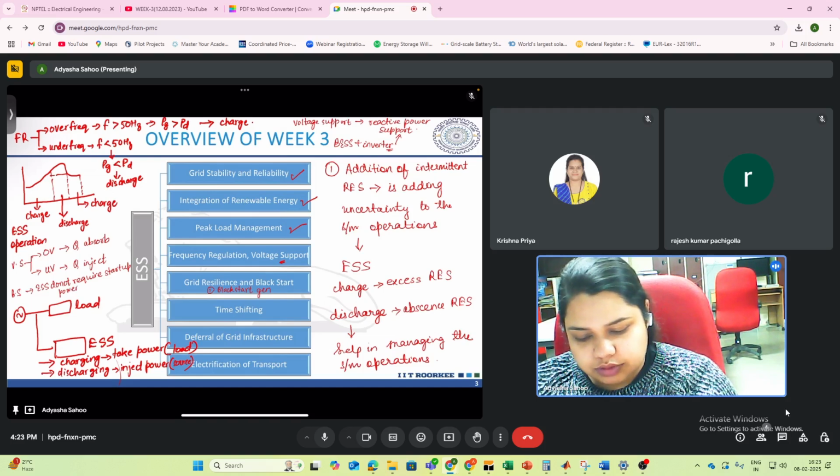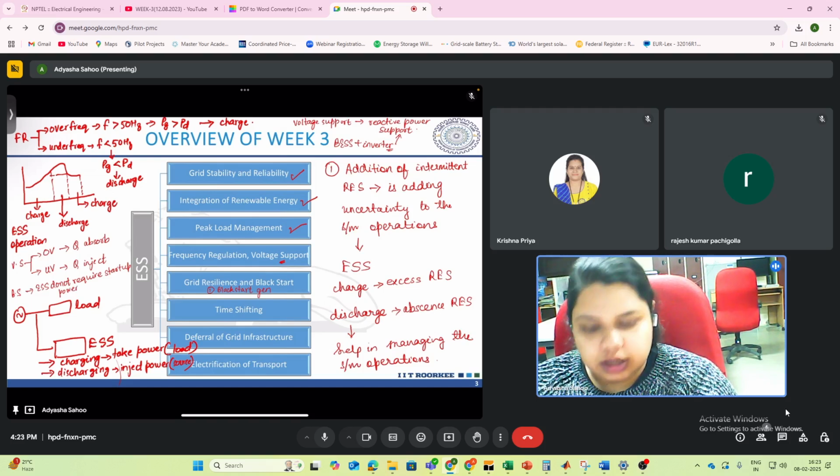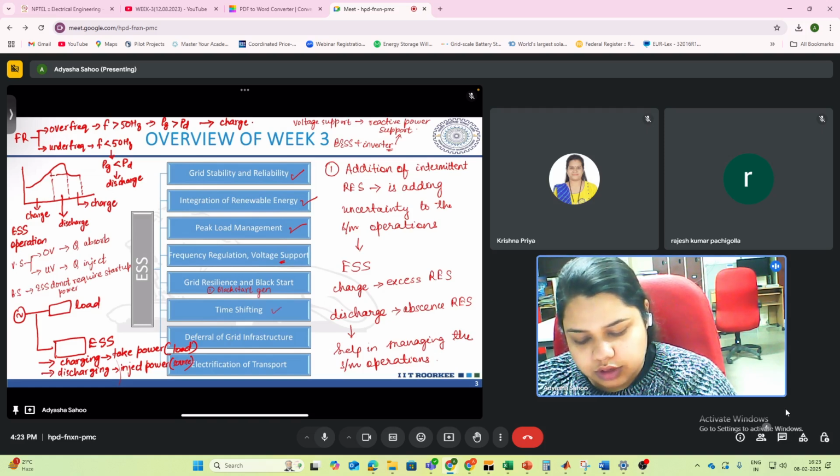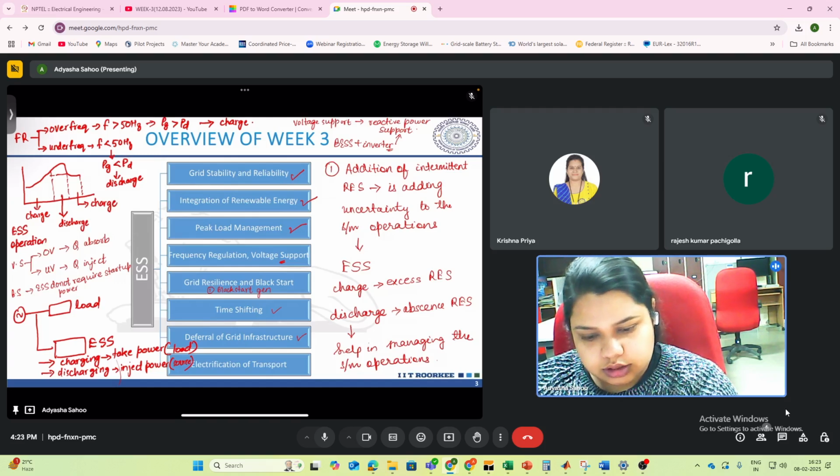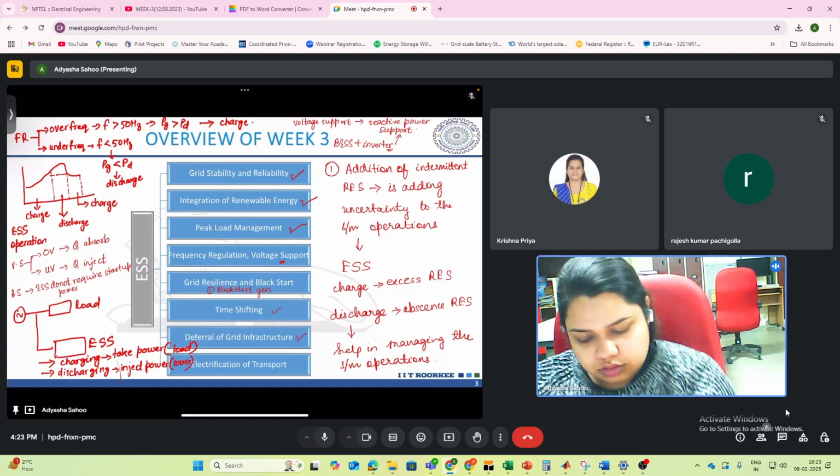Then time shifting. So this we will see in the next slide. There is no space here. Then deferral of grid infrastructure. So, what will happen is basically, let's say, this we'll see in the next slide. There is no space here.